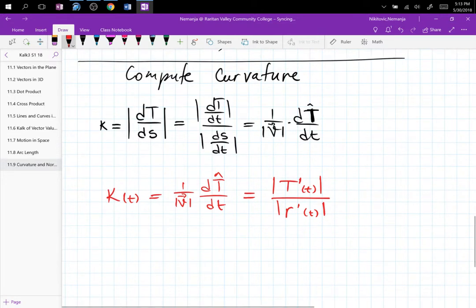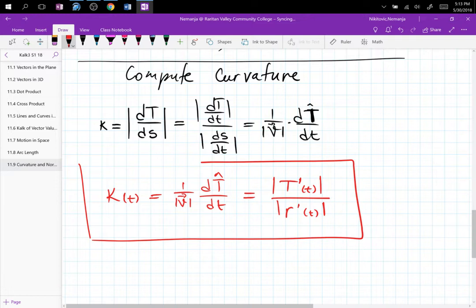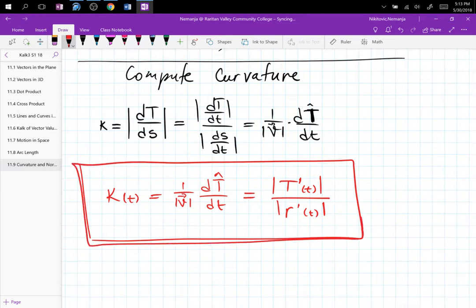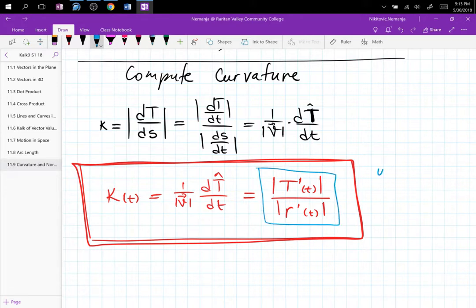So what are you using for calculation? Out of the entire definition here, I mean theorem for computing, you are using this part over here. So use this to compute curvature.